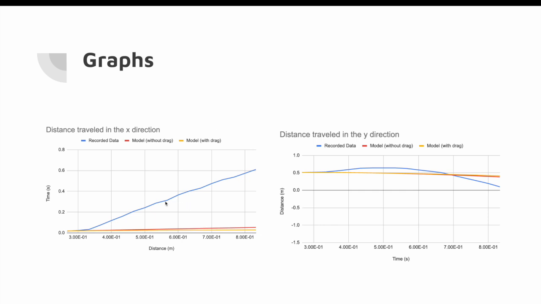And so here are the graphs. This is the recorded data. As you can see, it has a much greater change in x. Same over here with the y. As both the models are very similar, the one with drag obviously has a slightly smaller distance traveled due to the resistance of drag.